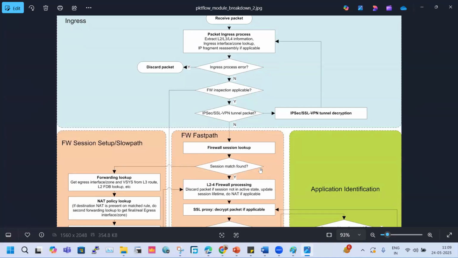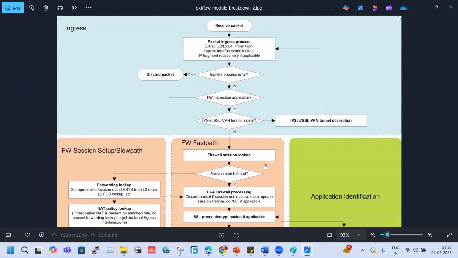Now it will check whether the packet has any error or not. If the packet has any error, it will be discarded by the firewall. If it doesn't have any error, it will be moved forward by the firewall. Then the firewall inspects the traffic and sends it to a particular destination, correct?